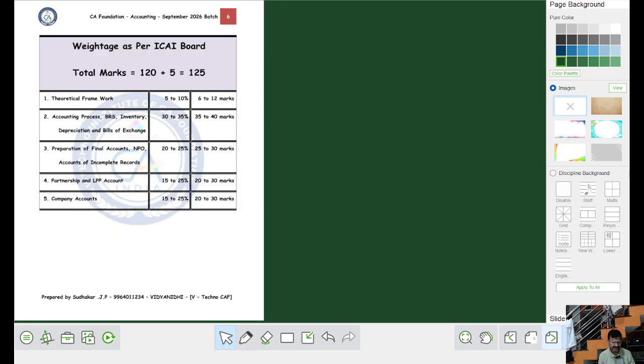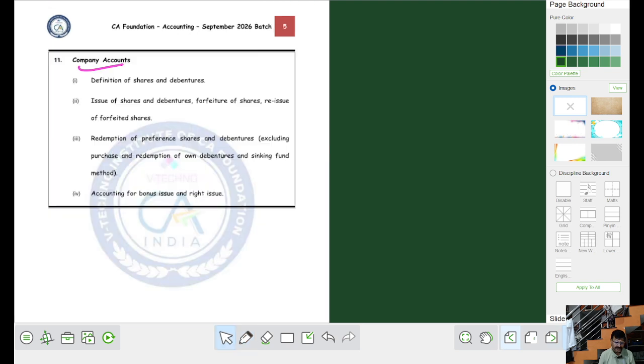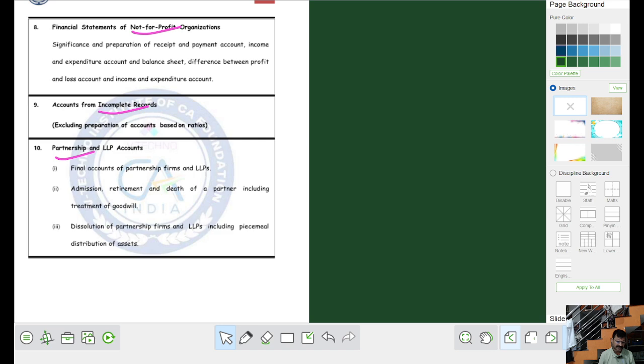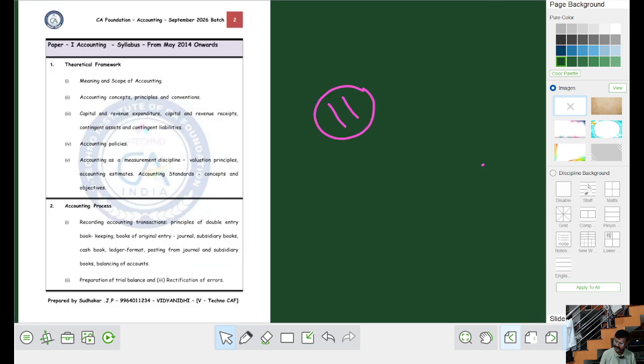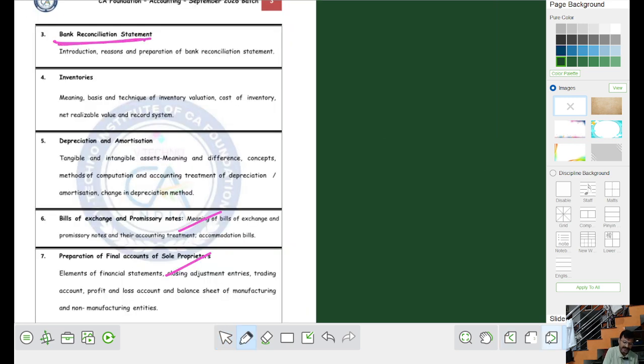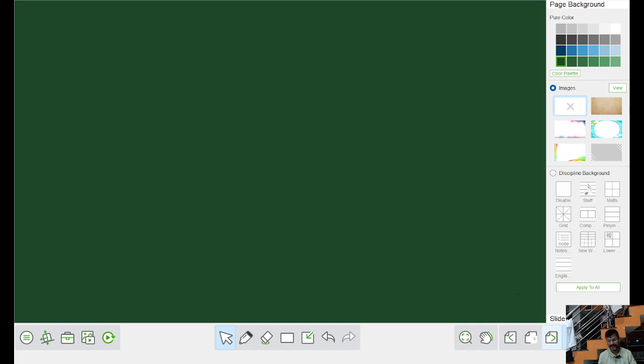And the ICAI board also released the weightage to be given for every section. It is mentioned over here. Here, the third chapter is BRS, right? The third chapter is what? BRS. In this particular session, let us learn some important theoretical concepts of our BRS.